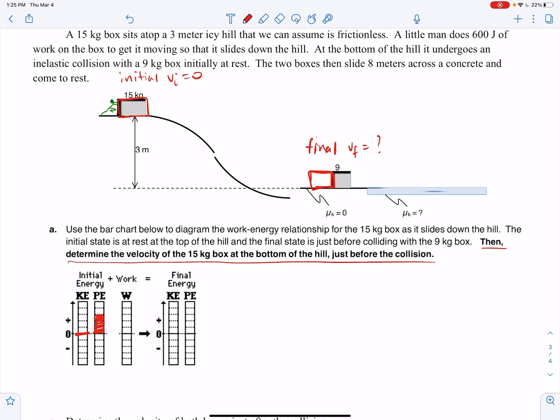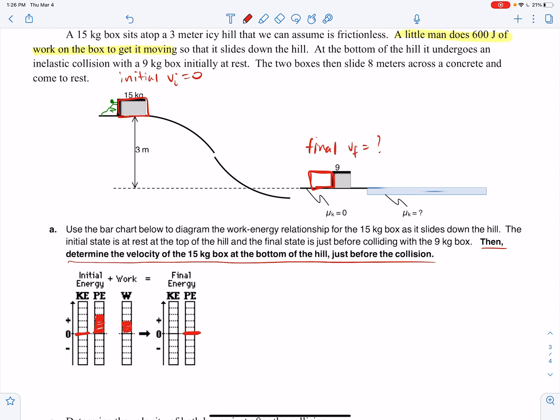And then we're told that a little man does 600 joules of work on the box to get it moving. So that means there's going to be some amount of positive work done. I'm just using 2 bars. I could have done 1 bar. And then down here in the final state, the energies are now transformed. At the bottom of the hill there is no height, so there's no potential energy. So I'm going to draw the potential energy at 0.